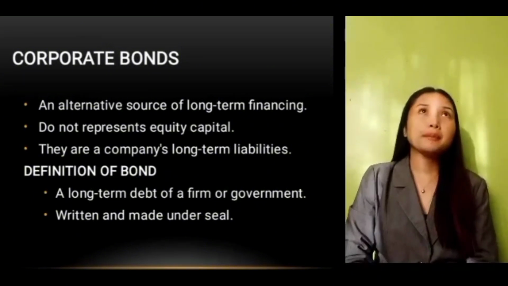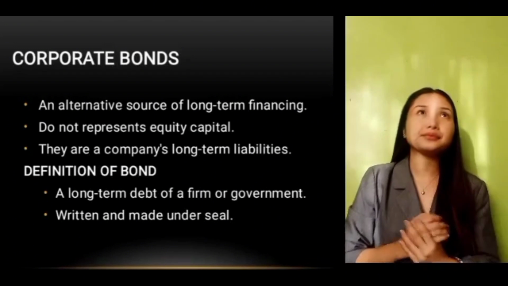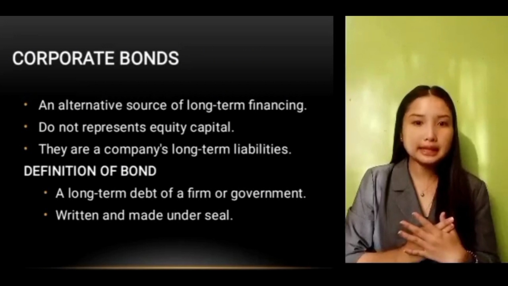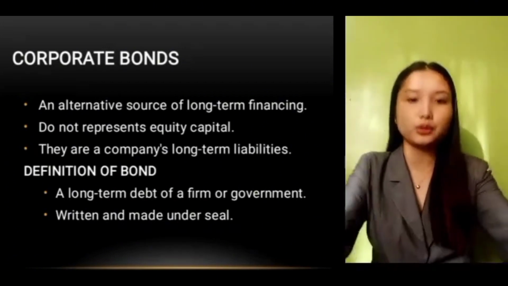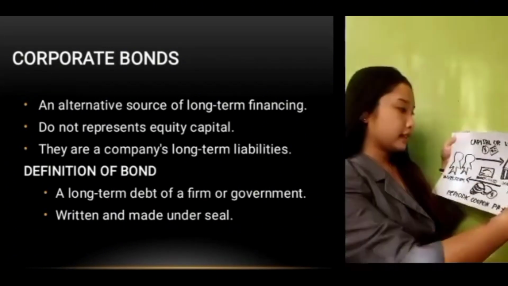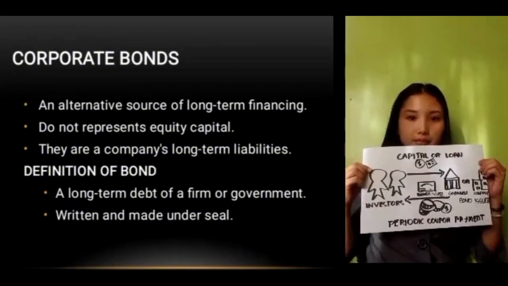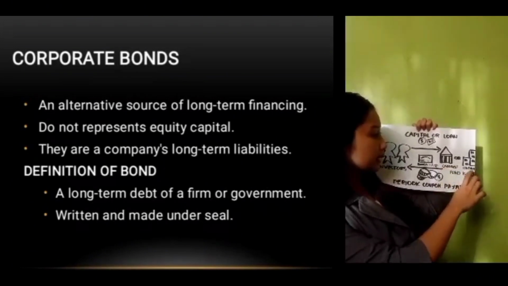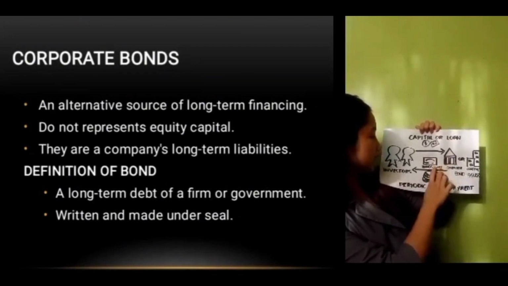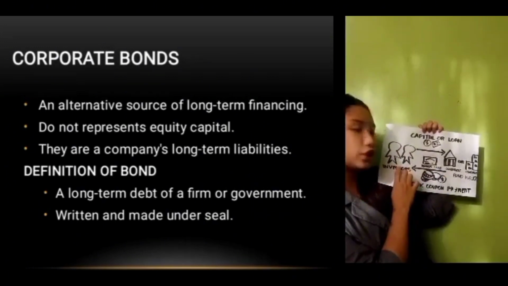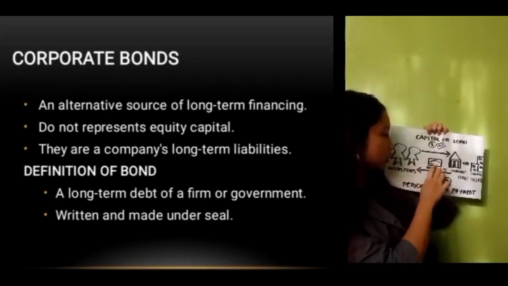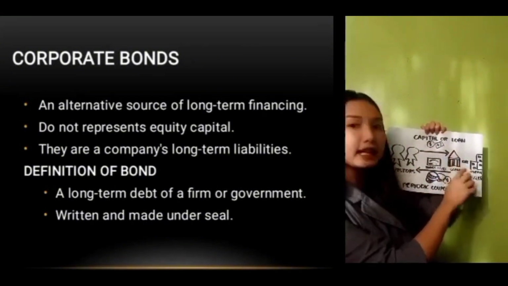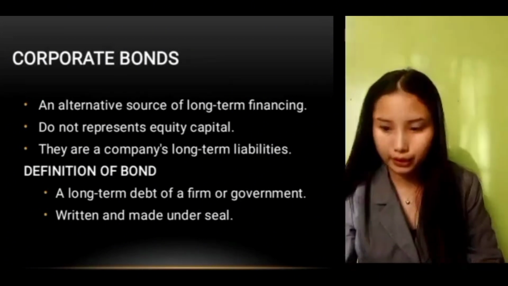What is a bond? A bond is a debt instrument of a firm or a government, and it is also written and made under seal. This is an example of a bond. The government or the company is the bond issuer, and they will issue bonds to the investor. If the investors purchase this bond, the investors will give money or capital to the government or the company. That is how a bond works.